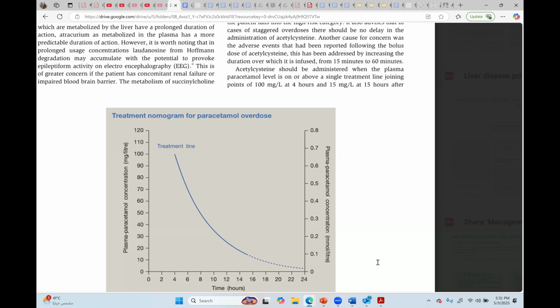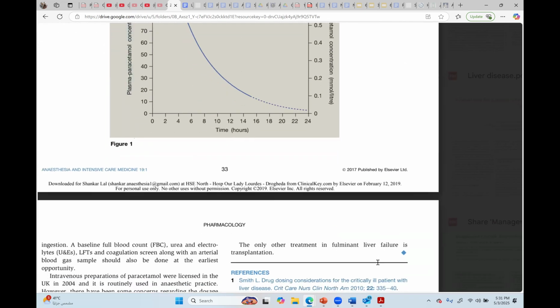Okay, understand? I repeat, if within 4 hours, if it is between this line, that if it is 100 milligram per liter at 4 hours, and it is going down, and even up to 15 hours, it's still more than 15. Okay, so you can still give acetylcysteine. If it is crossing, then you don't need to give.